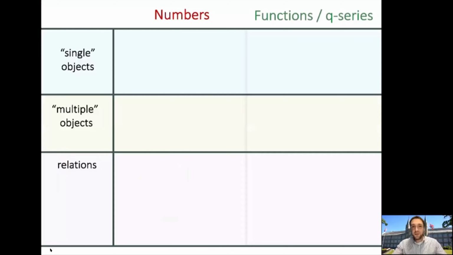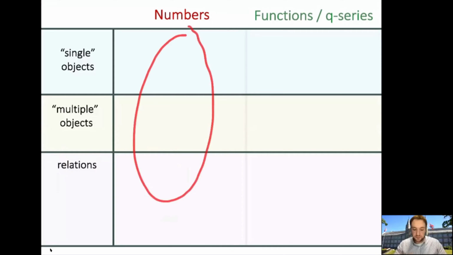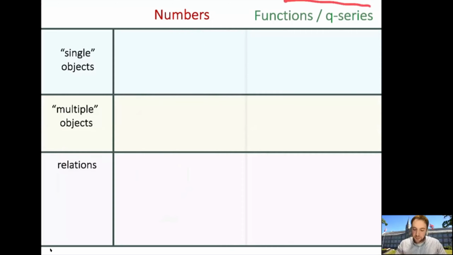Okay, so what I want to explain today is the following table. This table has 2 columns and 3 rows. The first column corresponds to numbers, and the second column corresponds to functions, or in our case, more precisely, to Q-series. The first row corresponds to single objects, and you will see what I mean by this. Then the second row will correspond to multiple objects. And in the last row, we can see their relations.